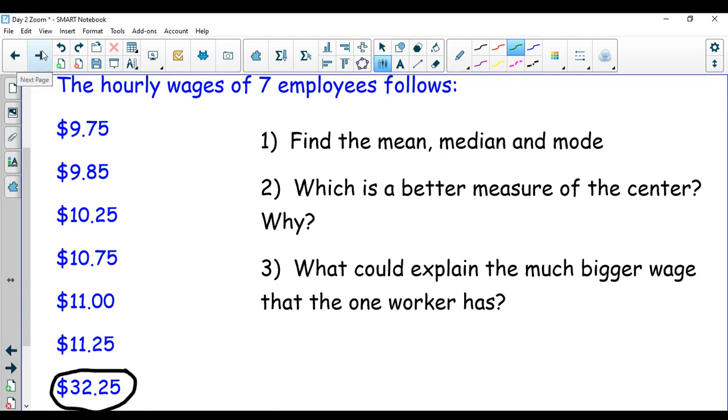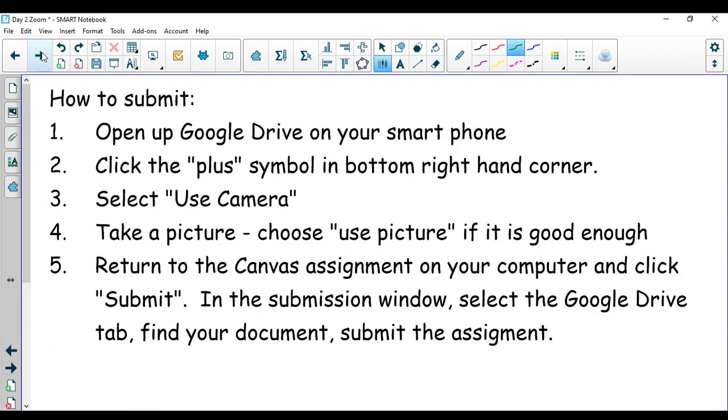Okay, so pause, write the numbers down, and I'm just going to go to the last slide here. When you're ready to submit it, follow these instructions. And again, you should be doing this if you were absent. I think on that second day of school. And so you missed our Google Slides activity and you missed the beginning of our statistics.